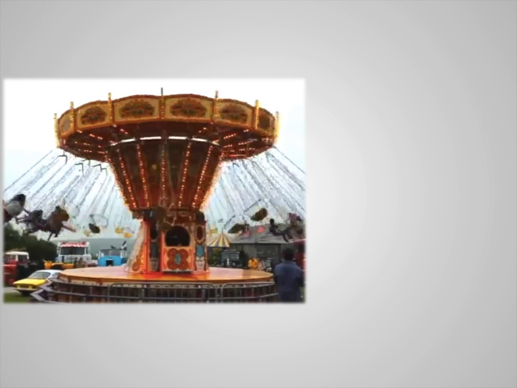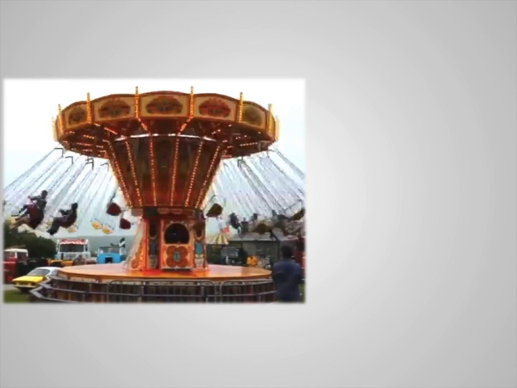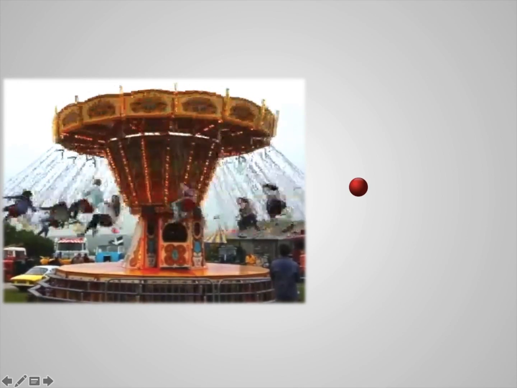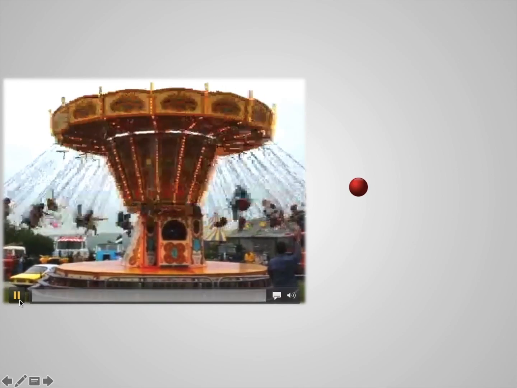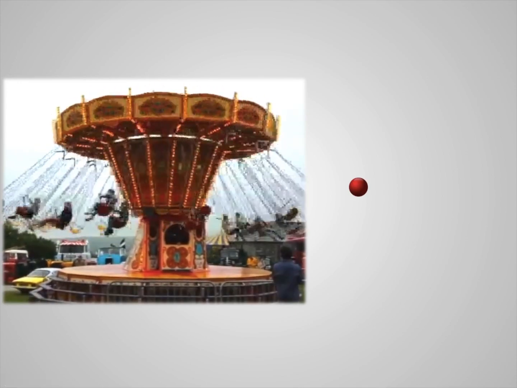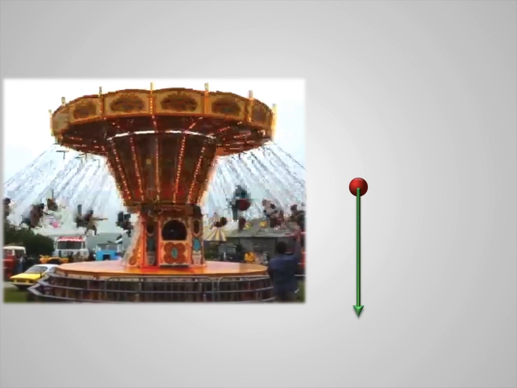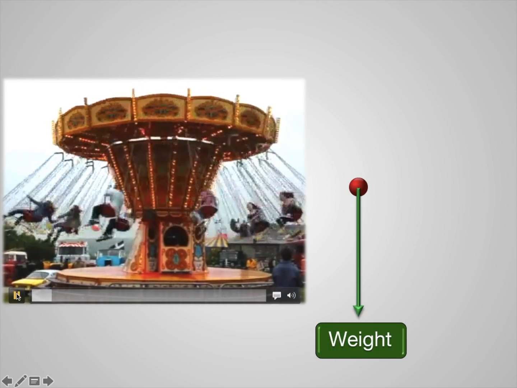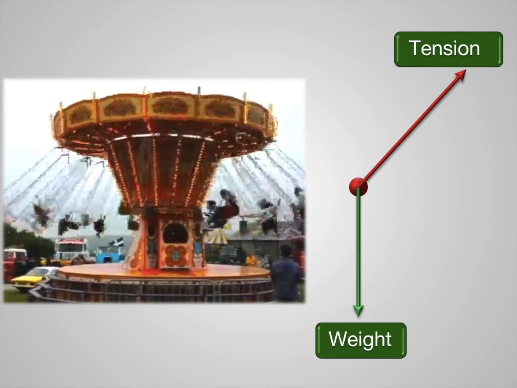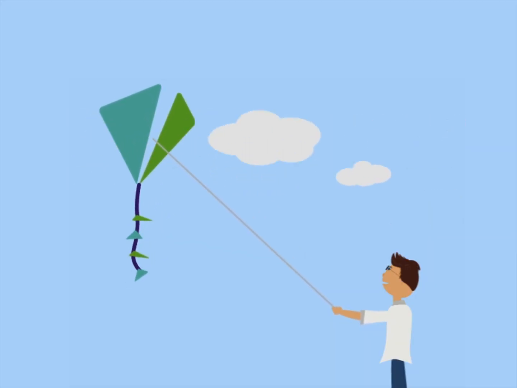Let's draw another free body diagram. You can consider the person and the chair as a single body, and we are going to draw all the forces acting on the body. That's called the free body force diagram. Always you can draw weight. Which other force is acting here? There will be tension.